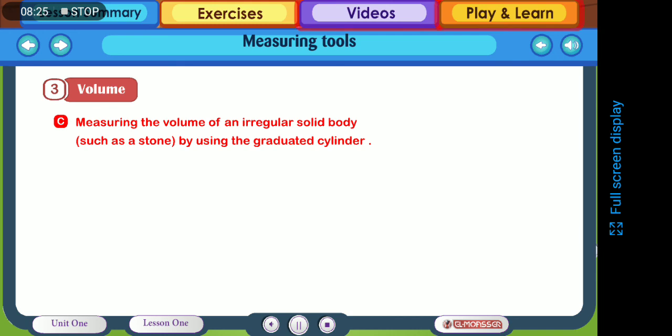If we have a stone and we want to measure its volume, we will put water in the graduated cylinder, and after this we will put the stone. The level of the water rises up, and we will make V2 the volume of water and stone minus the volume of water only, V1. V2 minus V1 equals the volume of the stone.